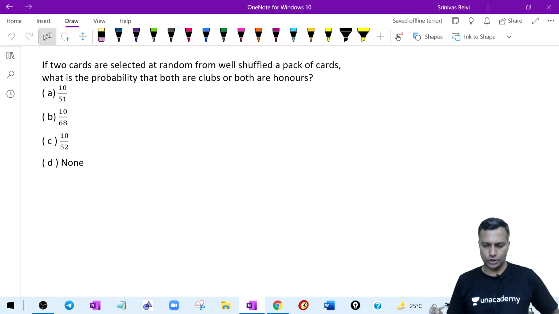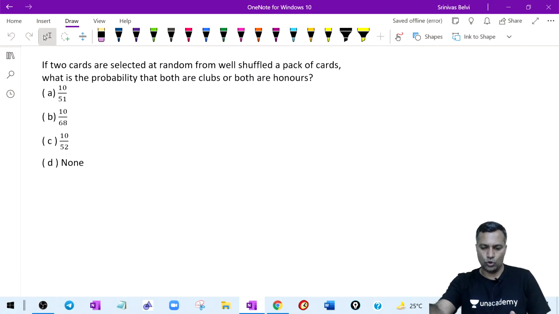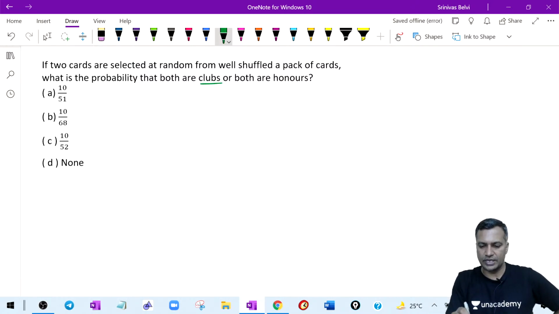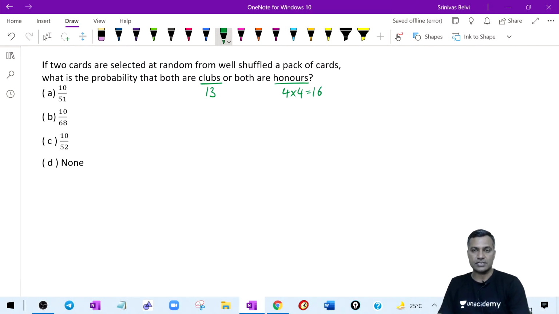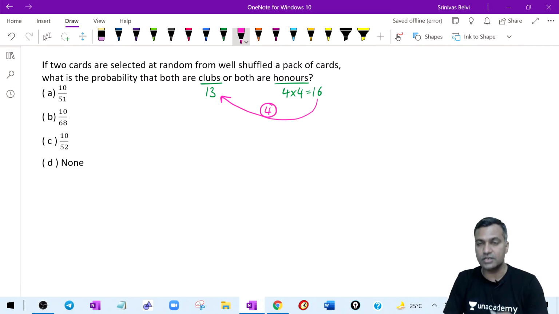Okay, all right, good. Now listen to me here. What is it that we know? How many clubs do I have? We have 13 clubs. How many honors cards do I have? Honors cards are 16, since there are 4 in each suit into 4 suits. Out of these 16 honors cards, 4 are also clubs.